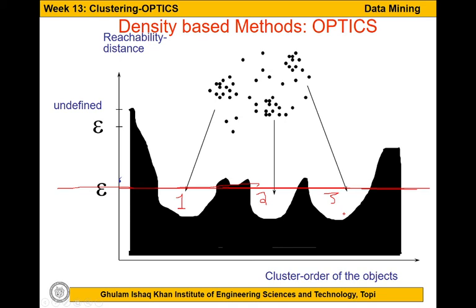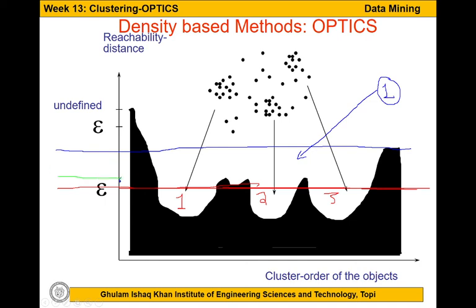For example, let me change this threshold. Let me use the blue color, and instead of making a threshold there, let me make a threshold here. Now if you see, using this blue threshold, almost all the data is in the same cluster. So this blue line identifies a single cluster, but this red line tells us that there are 3 clusters.